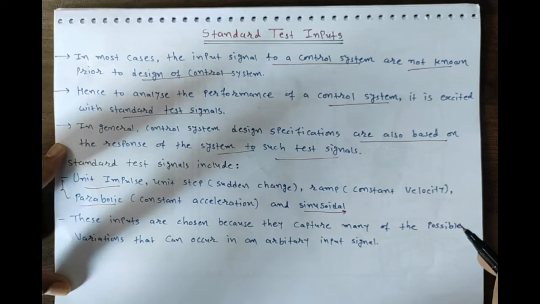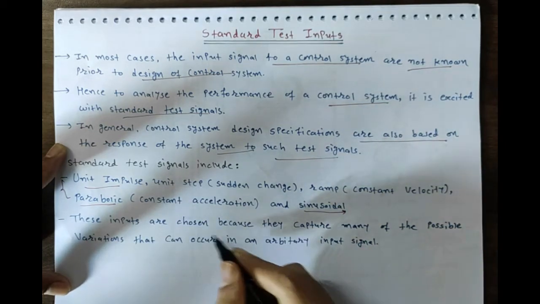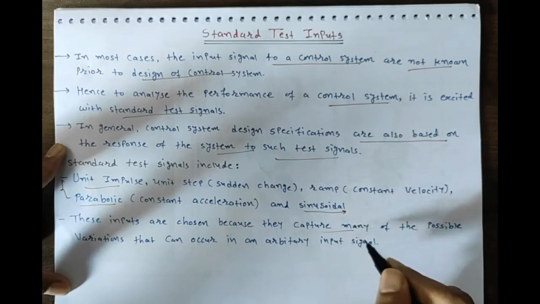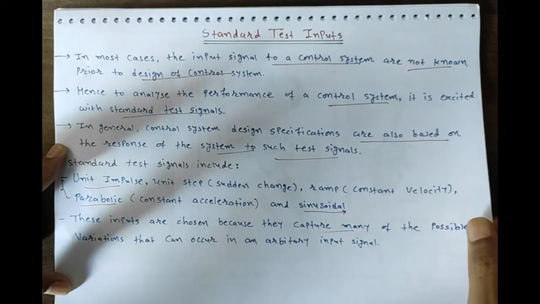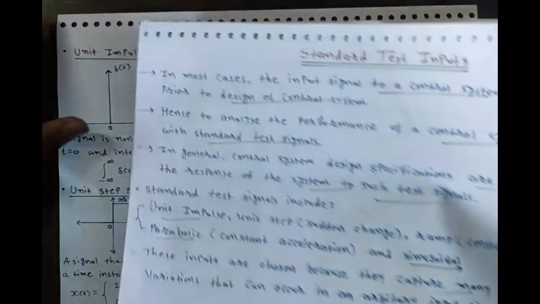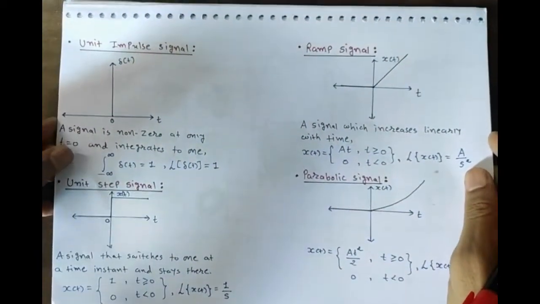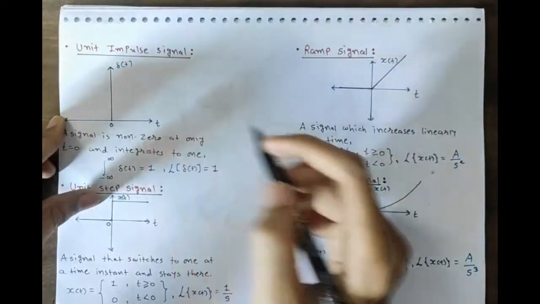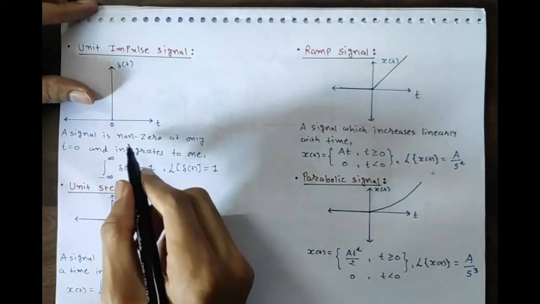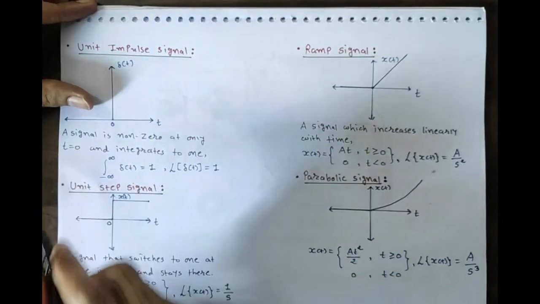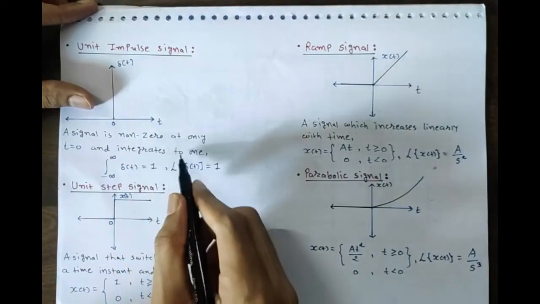The sinusoidal signal we are not going to study right now. When we deal with frequency domain analysis, in that case we study the sinusoidal signal. So these inputs are chosen because they capture many of the possible variations that can occur in an arbitrary input signal. Now let us understand the behavior of each signal. The first one is your unit impulse signal. A unit impulse signal is a signal that is non-zero only at t equal to 0 and it integrates to 1.